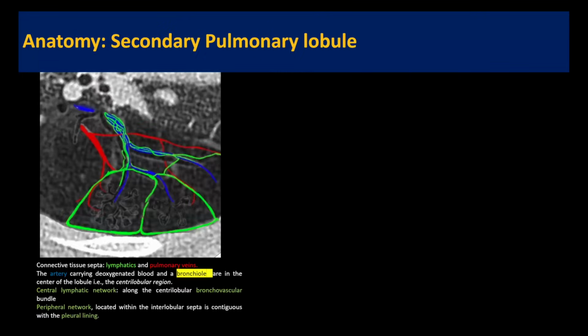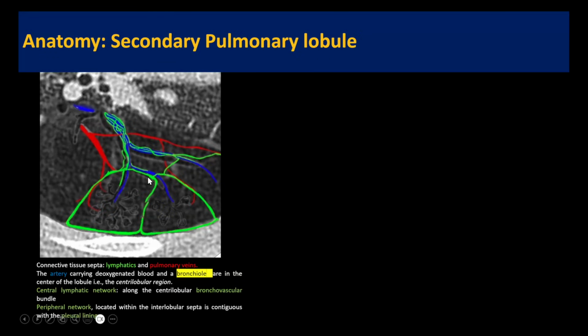I would be remiss if I did not quickly discuss the anatomy of the secondary pulmonary lobule, because most of our interpretation is based on the relationship of these nodules to the secondary pulmonary lobule. So we know that that basic unit seen on CT is bordered by connective tissue septa in which run the lymphatics and the pulmonary veins. At the core of the secondary pulmonary lobule, you have the bronchus running with the pulmonary artery, and the lymphatics also surround this bronchovascular bundle going up to the hilum, leading to what we call the central lymphatic network.